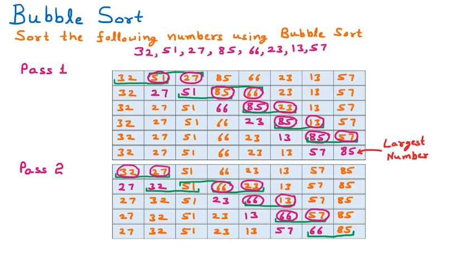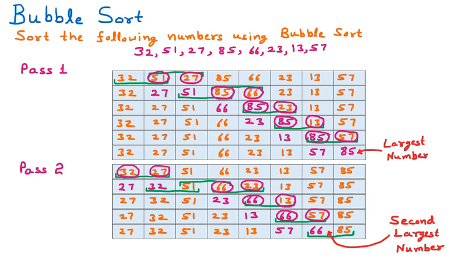Now after the completion of pass 2, we can see that the second largest number has the proper position. We know that the second largest number is 66 here. So talking about bubble sort, it works in passes: pass 1, 2, 3, 4. And in every pass, we get a number at the proper position. Just like in pass 1, we got the largest number; pass 2, we got the second largest; pass 3, third largest; and so on.